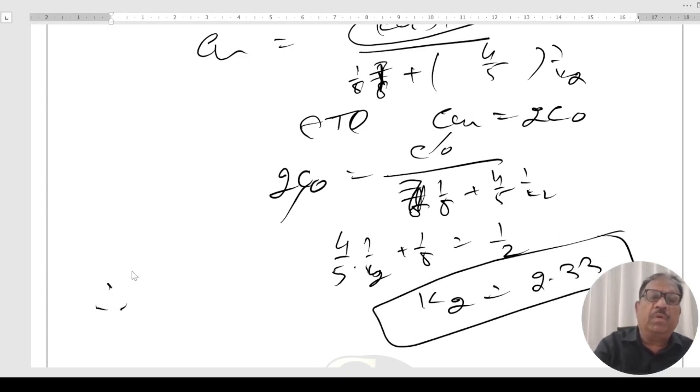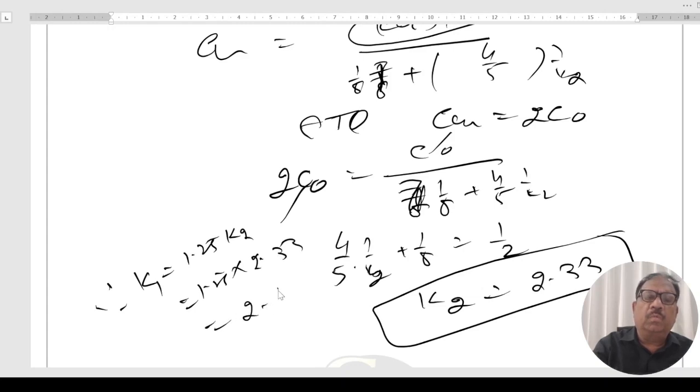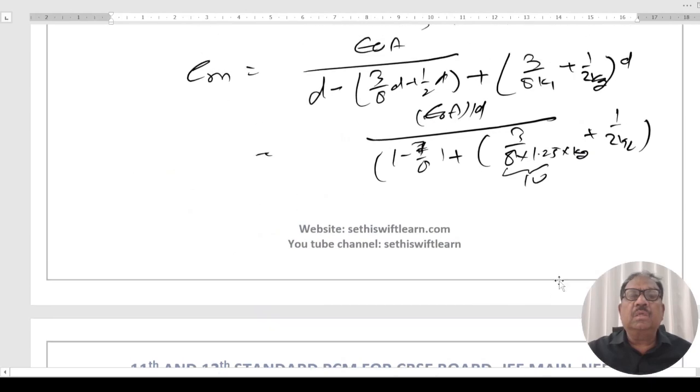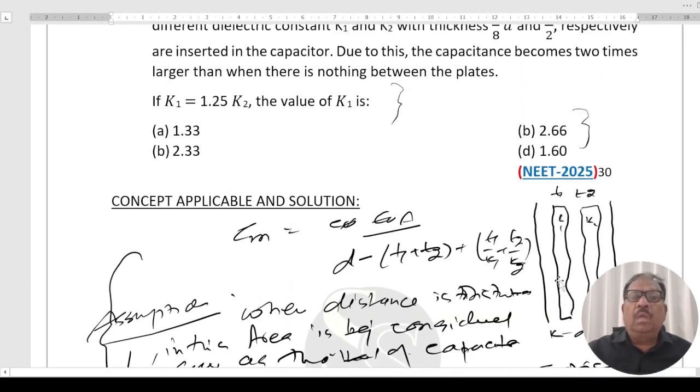Then K1 equal to 1.25 into K2, 1.25 into 2.33. This comes out to be 2.66. So B is the correct answer. In this case, we have assumed the area of the dielectric slab is the same as that of the capacitor plates, and we apply this formula.